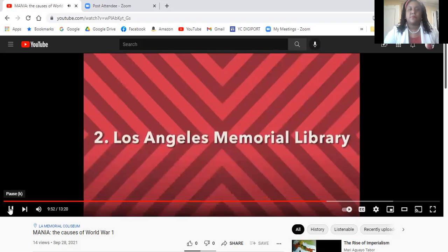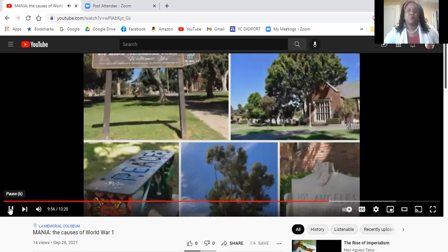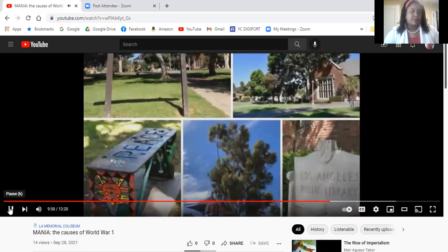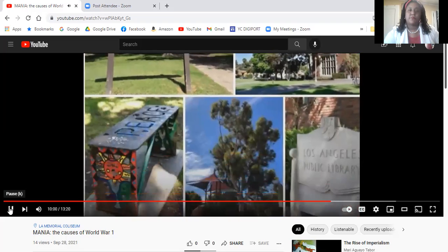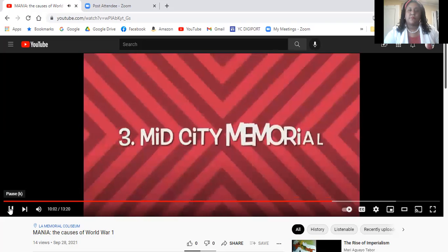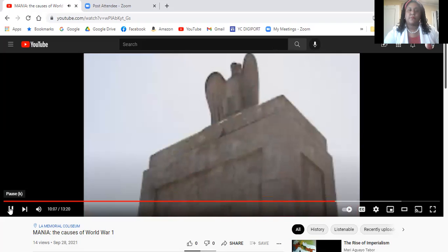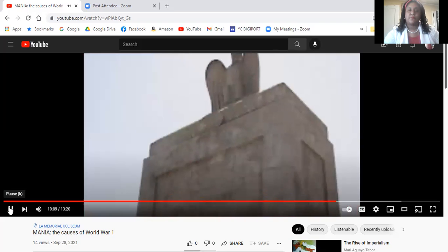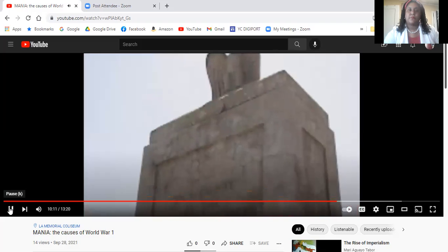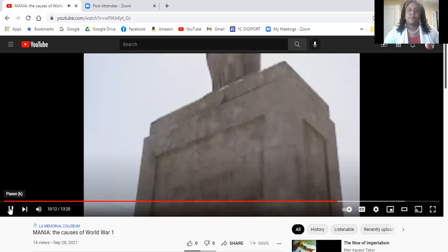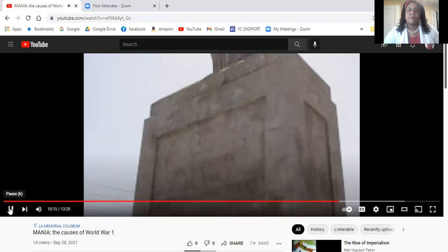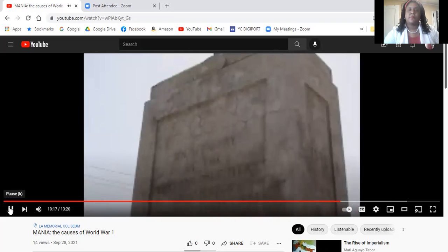The second one is the Los Angeles Memorial Library, which is a library that is highly used off of Olympic. The third one is the Mid-City Memorial. This is actually a statue and memorial to all those soldiers who died during World War I, and is found off of Adams and La Brea in the Mid-City area of Los Angeles.